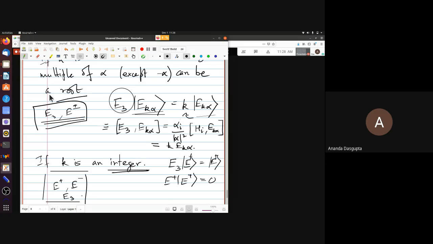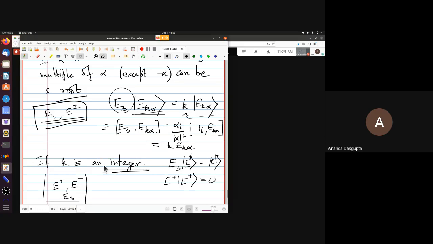And you can immediately see that E3 acting on E plus gives plus E plus. E3 acting on E minus is minus E minus. E3 acting on E3 is 0. Three states, with eigenvalues 1, 0, minus 1, killed respectively. E plus is killed by E plus, E minus is killed by E minus. All that again is nothing new. This is something which is there already in the quantum mechanics that you learned.